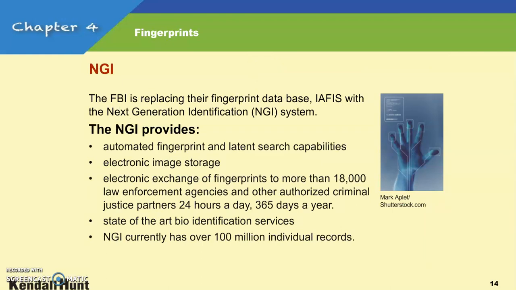Okay, last slide here. NGI. The FBI is replacing their fingerprint database, IAFIS, with the Next Generation Identification NGI system. The NGI provides automated fingerprint and latent search capabilities, electronic image storage, electronic exchange of fingerprints to more than 18,000 law enforcement agencies and other authorized criminal justice partners, 24 hours a day, 365 days a year. State-of-the-art bio-identification services, and NGI currently has over 1 million individual records. So again, this is very new and very unique and is a very state-of-the-art identification system.